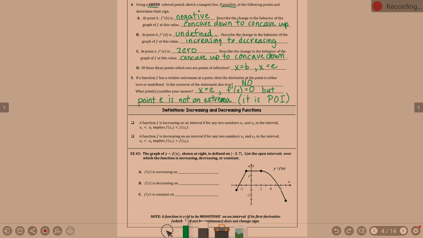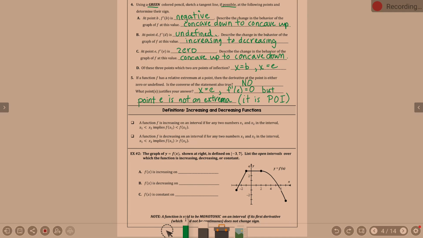Man, we have one more section to fill in the blank. Can we get to it? I don't know. Okay, let's see. We have a little bit of information of increasing and decreasing here. You guys have an idea of increasing and decreasing. Let's look at this real quick if we can.